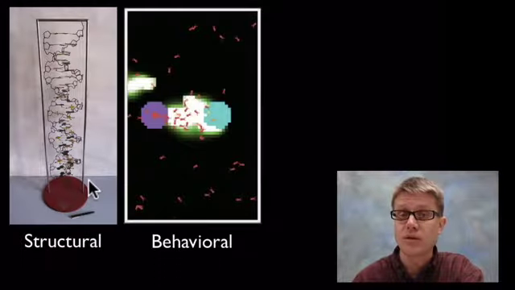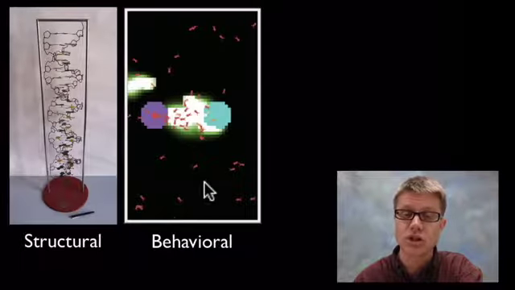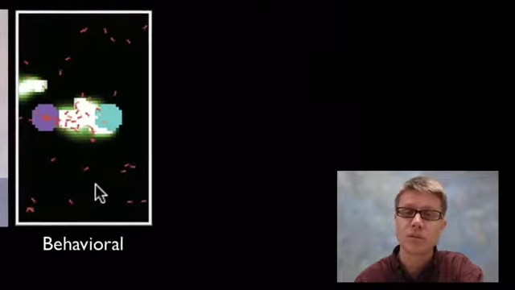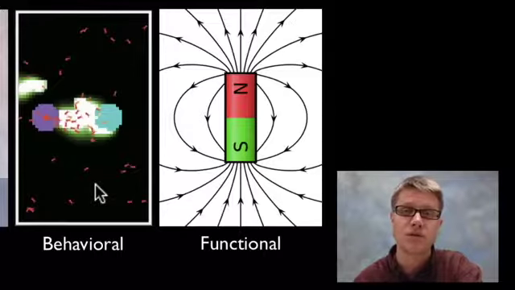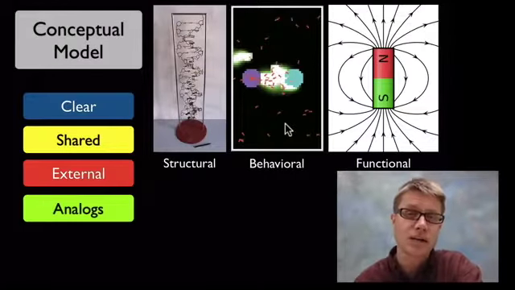It could be behavioral, a model of how it's going to perform. So this right here is ants foraging. Or we could look at a wing in a wind tunnel. That could be a behavioral model. Or we could look at its function. So these are the lines of magnetism around the different fields of a magnet. And so these are different analogs.